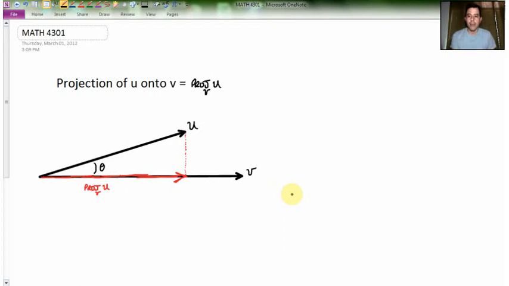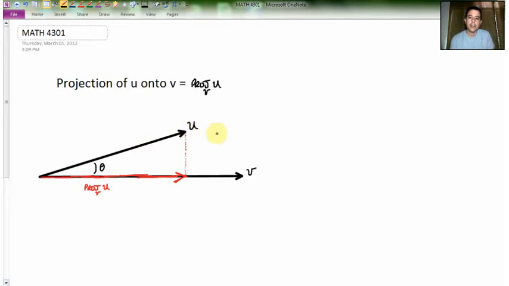We're going to define now projections of vectors in inner product spaces. We talked about lengths of vectors, distance between two vectors, and angle between two vectors. Now we can define projections. So here is a diagram of this idea.